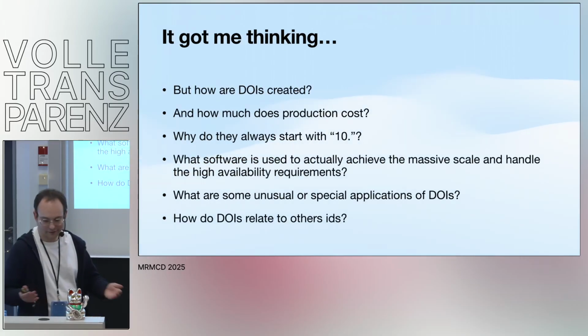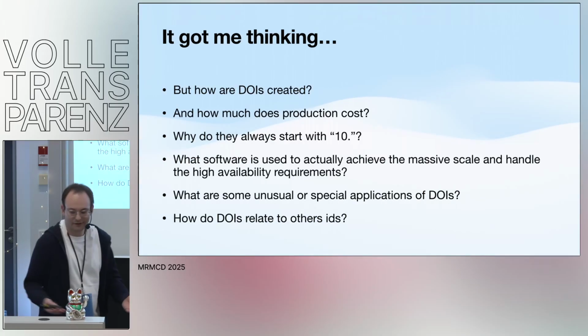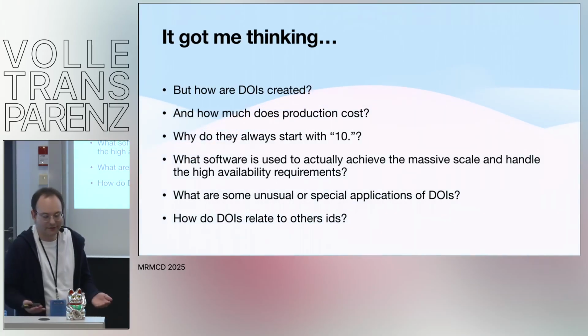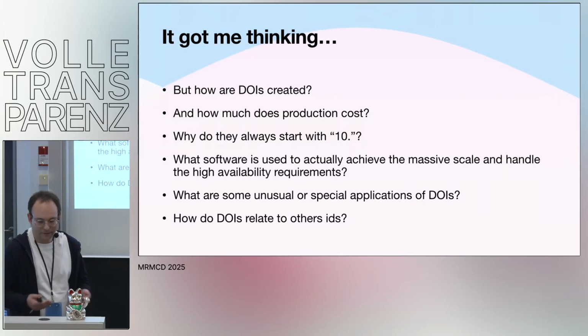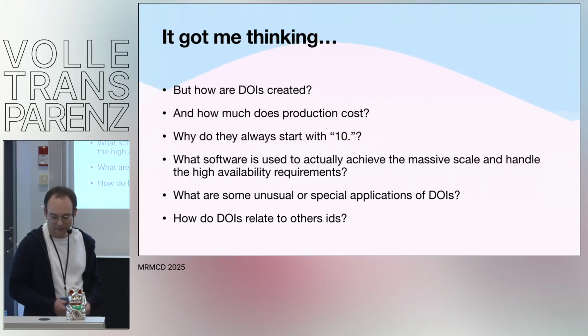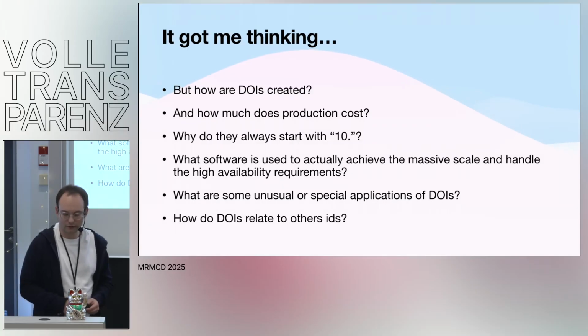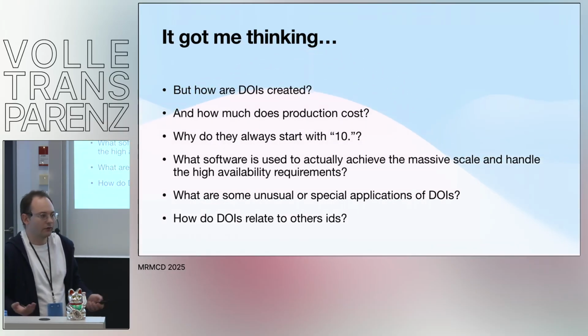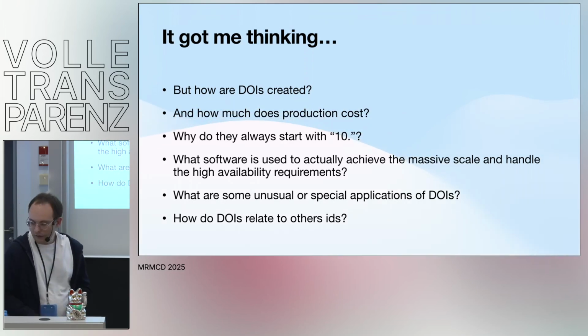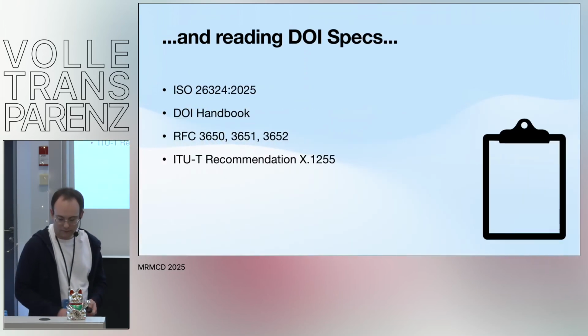And now I thought about how DOIs are actually created. How much does creation of a DOI cost? Why do they always start with 10? What software do they actually use to run the system? And I also looked at some special or unusual applications of the DOI and how DOIs relate to other IDs. So let's start with it.